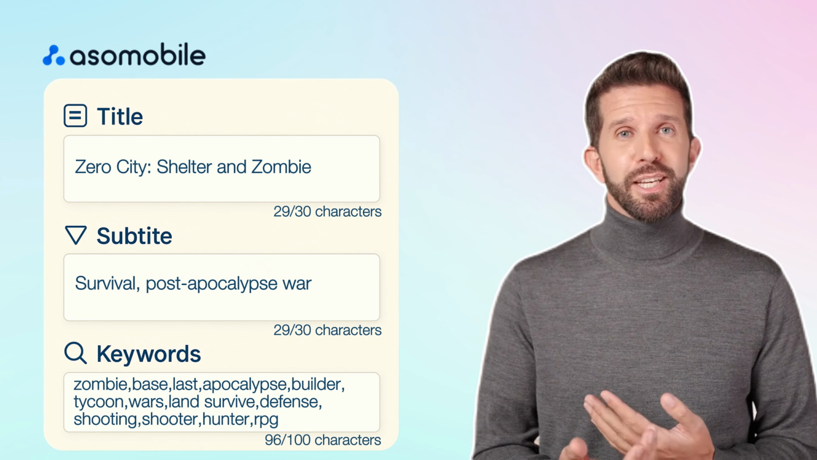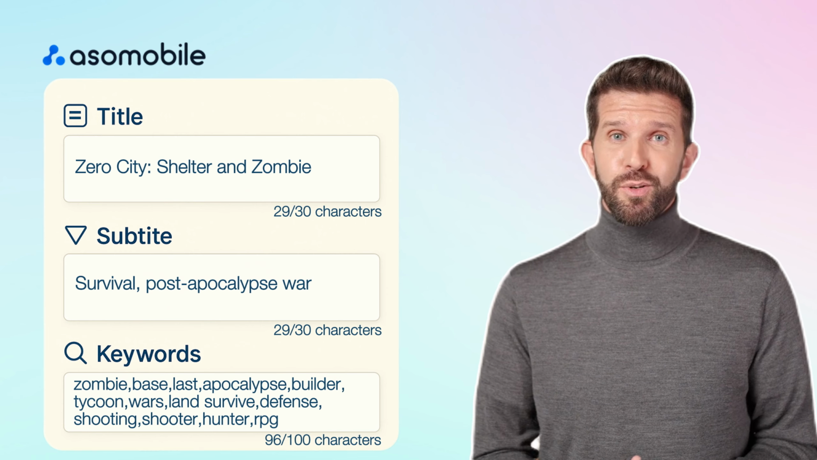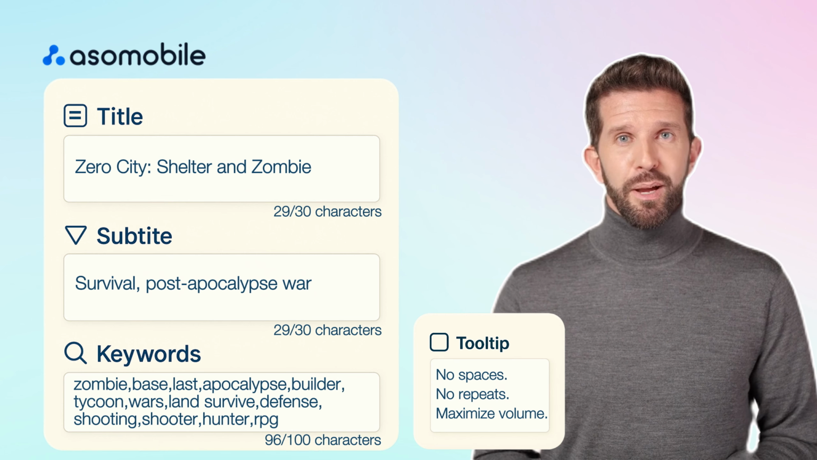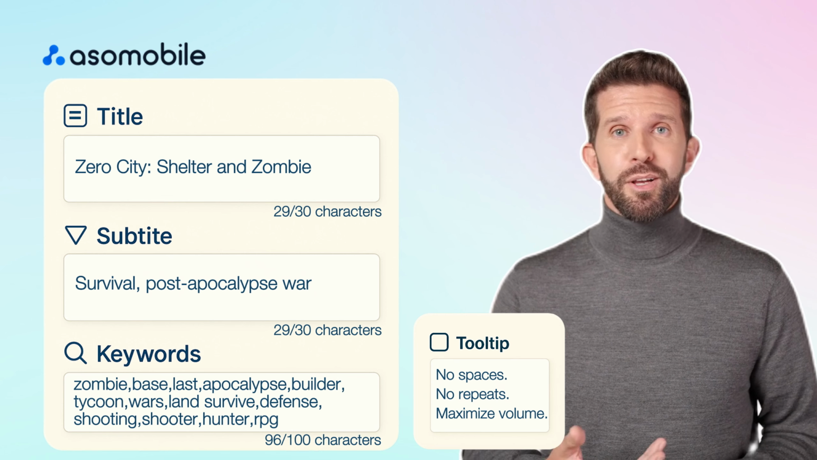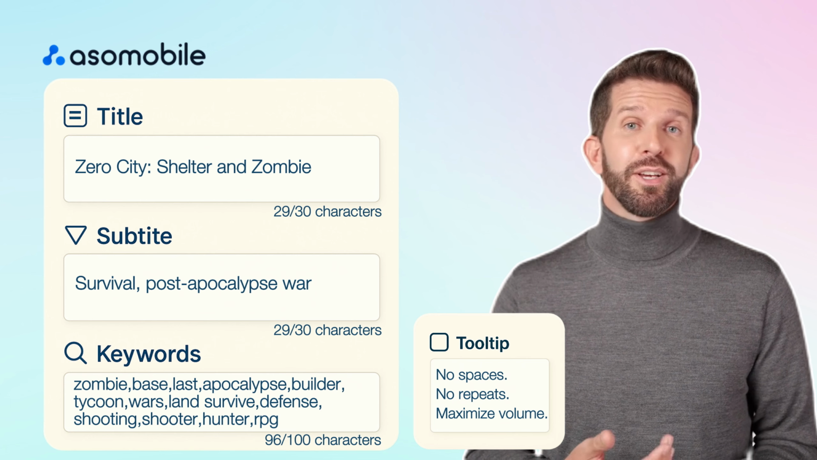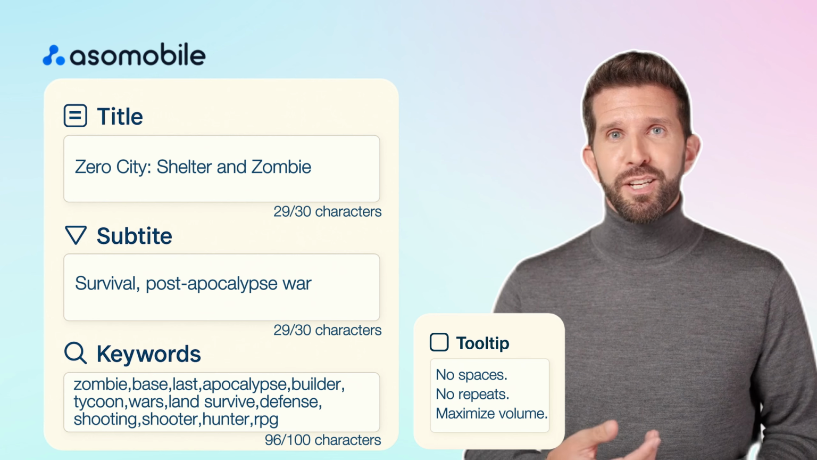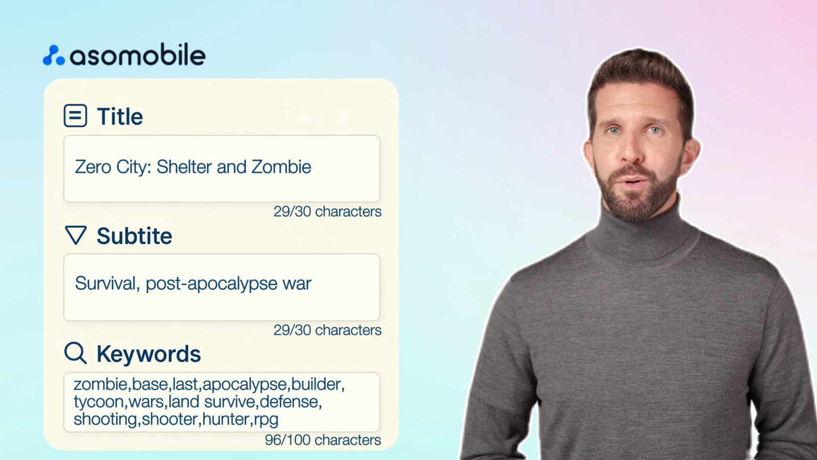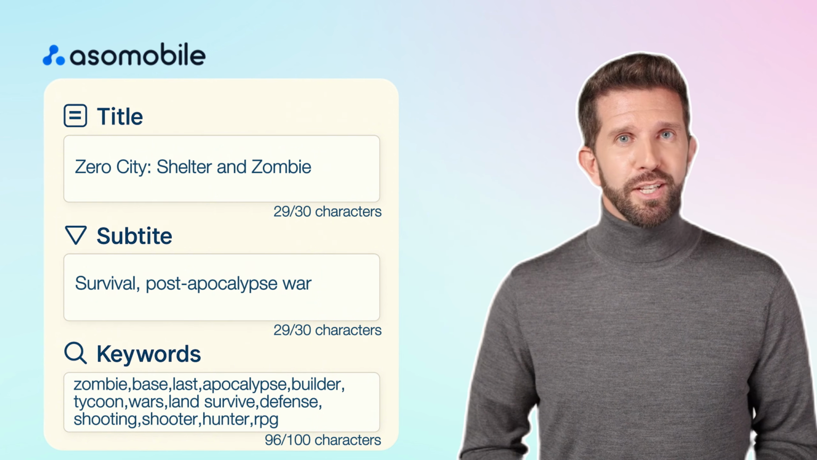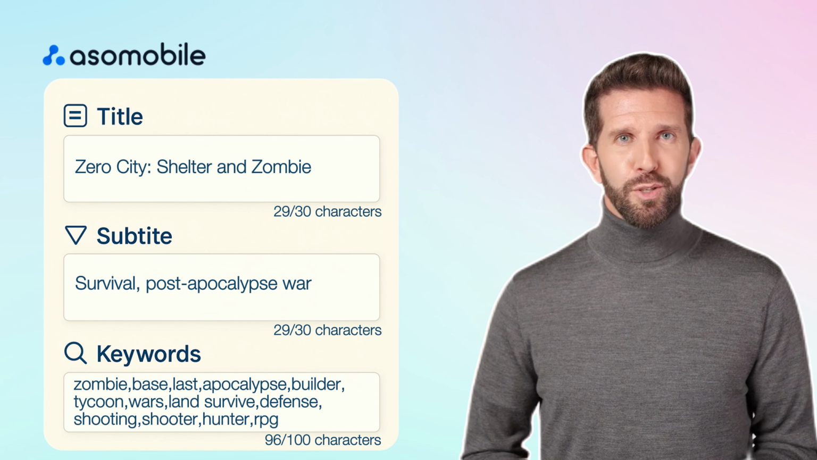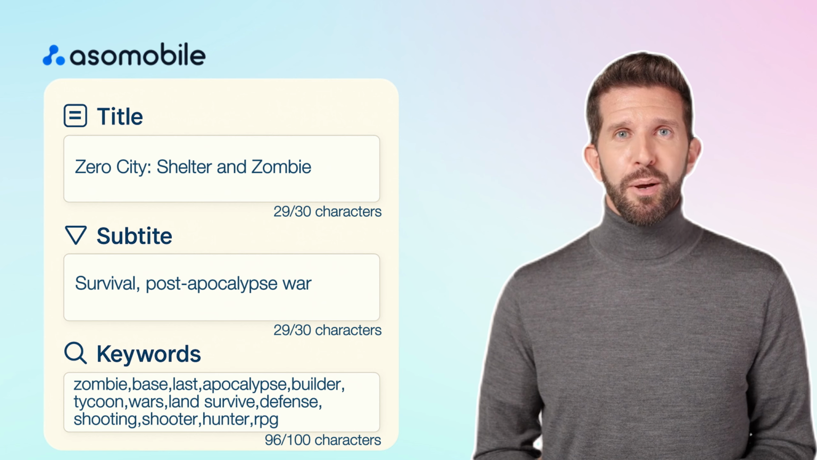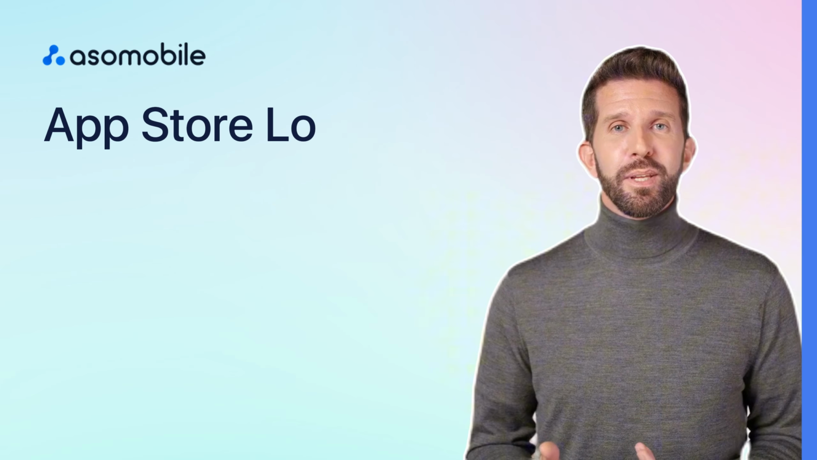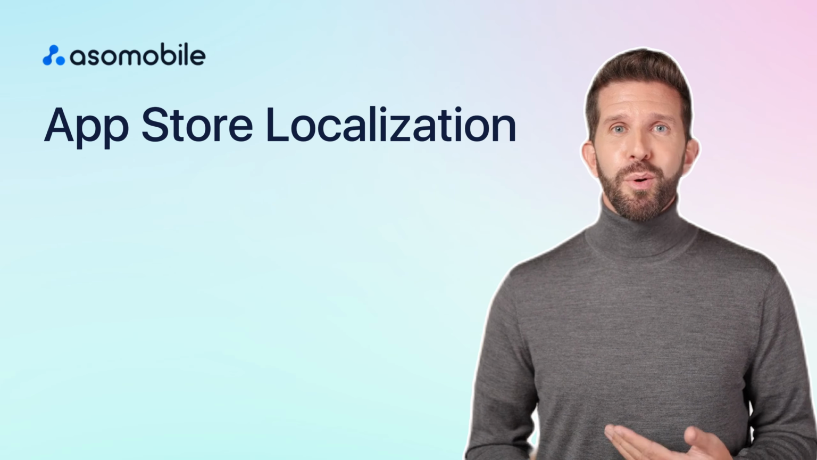Keywords is where you list individual search terms that weren't used in the title or subtitle. Enter them as single words, separated by commas. Do not include spaces, and do not repeat terms from other fields. These fields are combined during indexing. For example, the title, Zero City, Shelter, and Zombie, plus the keyword survive can lead to matches like Zombie Survival Game or Shelter Survive.